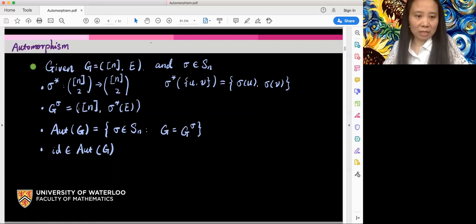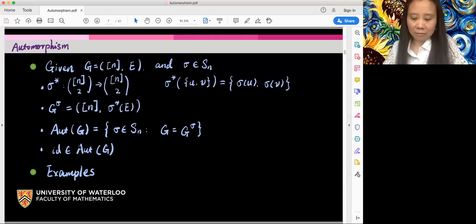So now I can define G sigma, it's like sigma acting on G. So it's on the same vertex set, but the edges are the set of edges in G moved under this sigma star. Okay, so the automorphism group of G is defined to be the set of permutations sigma such that under this permutation you get the same graph, G equals G sigma. And always the identity permutation would be in the automorphism group because if you don't move anything, you get the original graph.